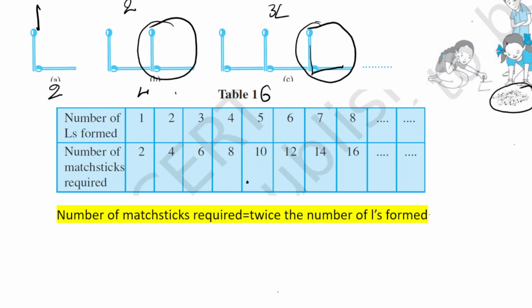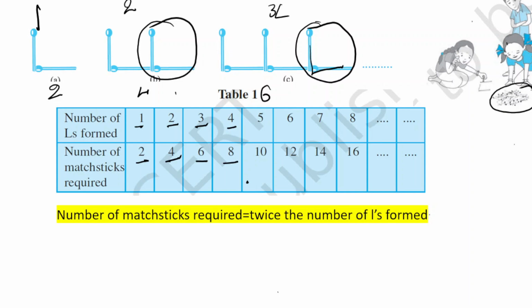So children, this process keeps on going, and the children formulated a table to find out the number of matchsticks required for the formation of a number of L's. By observing this table, we can say that to form one L, we have used two matchsticks. To form two L's, the number of matchsticks required is 4. To form 3 L's, the number required is 6. And to form 4 L's, the number required is 8.